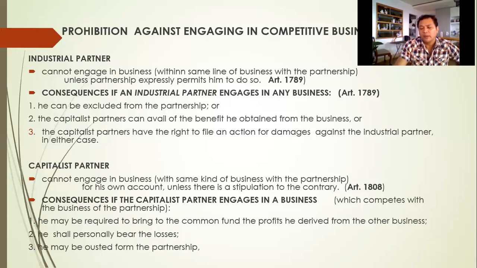Like a claim for damages. The industrial partners are prohibited from engaging in another business because they're the ones who are managing the partnership, and it is required of him to focus his services or his time on the partnership. If he makes another business, then he will lose focus. Right? His attention will be divided. Then what will happen to the business of the partnership? Okay, so that's the reason why this prohibition of the law is provided.